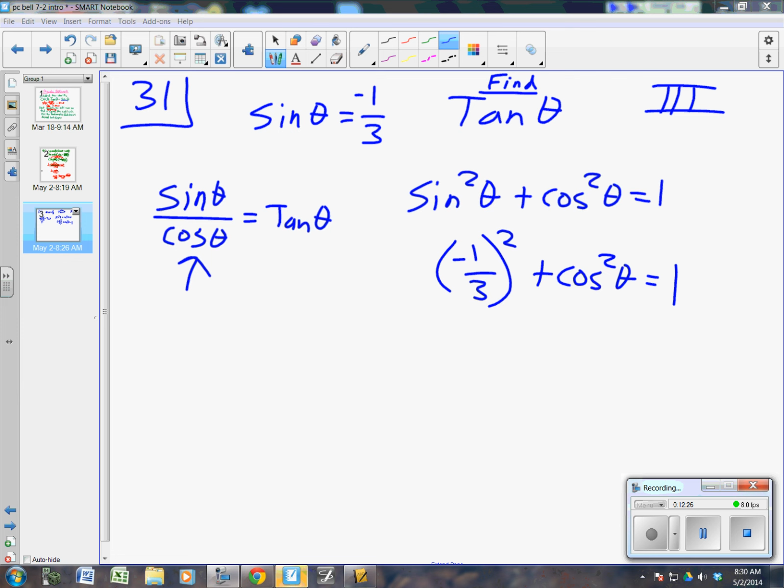So what is negative 1/3 squared? It'd be negative 1/3 times negative 1/3. You guys, what's negative 1 times negative 1? What's 3 times 3? So what is this going to be? 1/9.